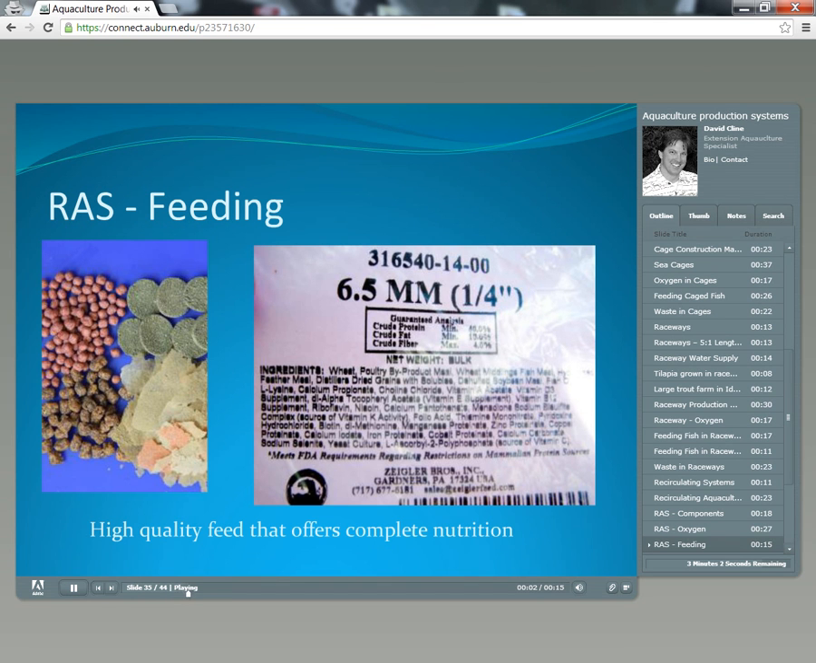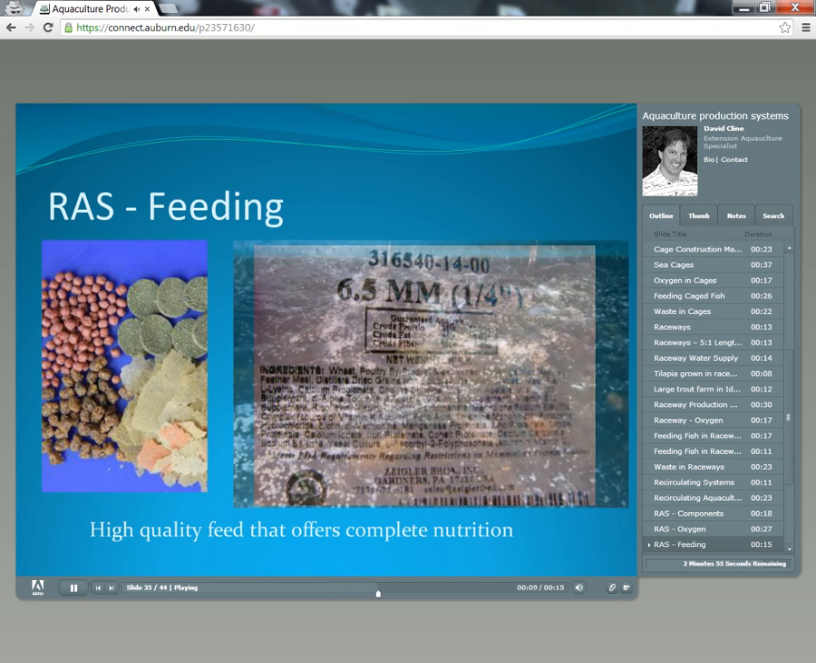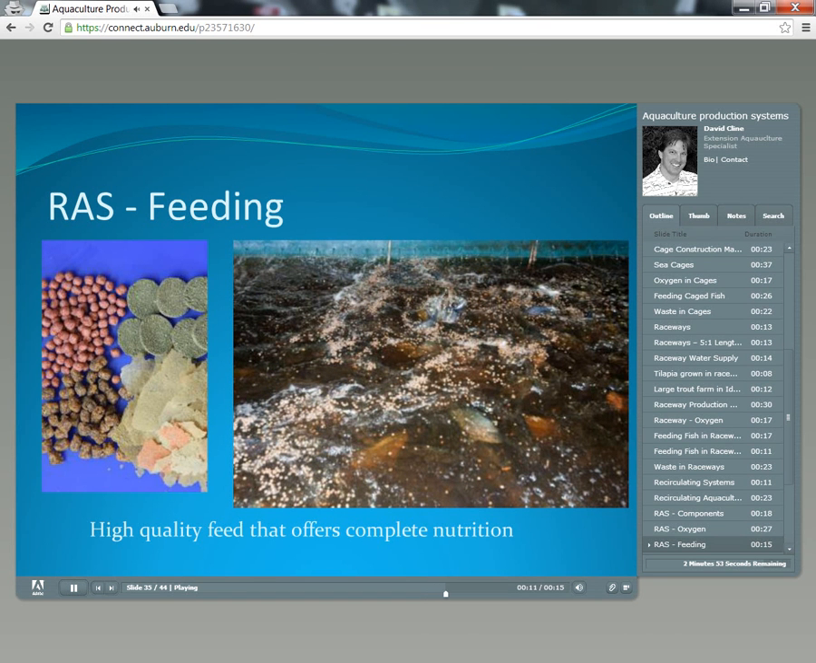Fish in recirculating aquaculture systems require high-quality feed that meets all of their nutritional requirements. Like the fish in cage culture and raceway culture, these fish do not have access to any natural foods.